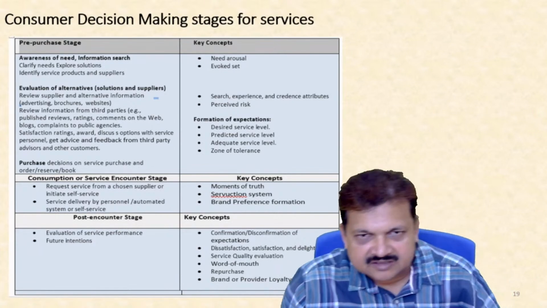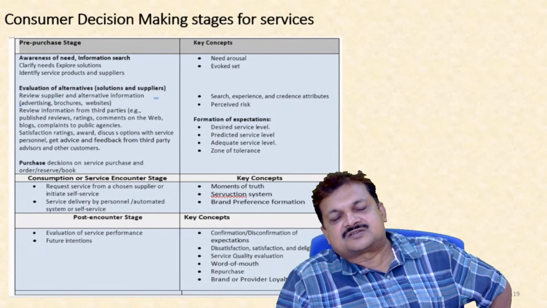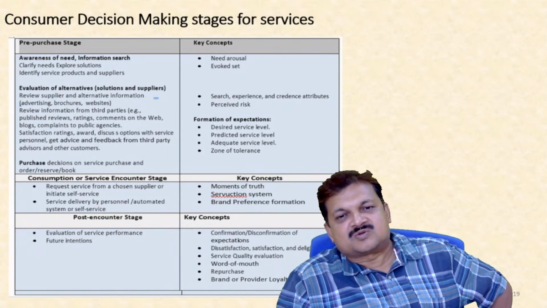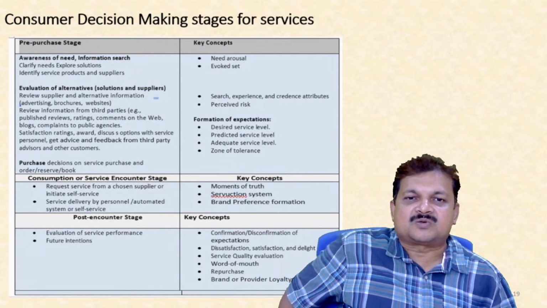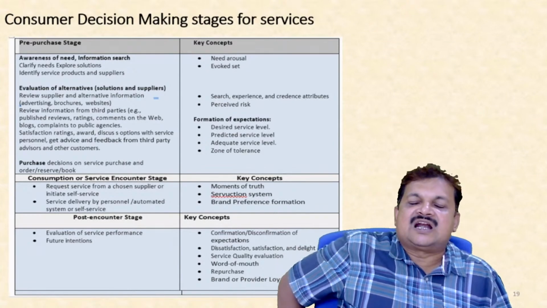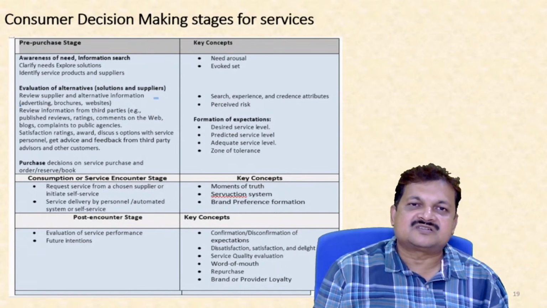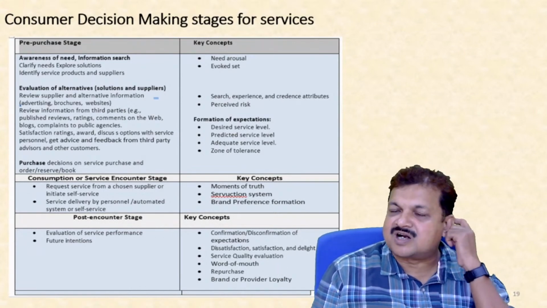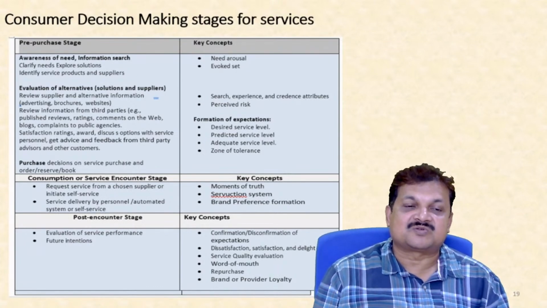Here the key points are moments of truth, meaning where you are attached with this particular customer, that is, direct client interactions with the service providers. Substance system is the production of the services, and where the service is being produced must be seen properly to know brand preference formation, that is, whether the client or customer has a specific preference for a specific brand or is giving emphasis to a specific brand, so that brand preference formation is possible.